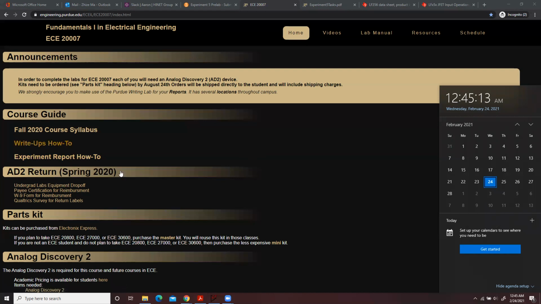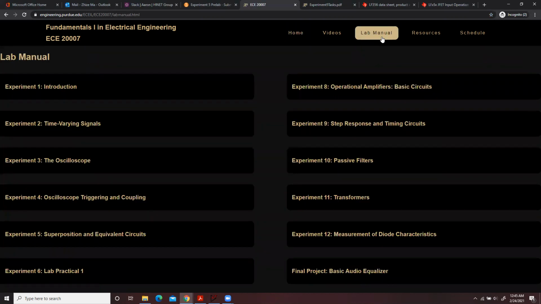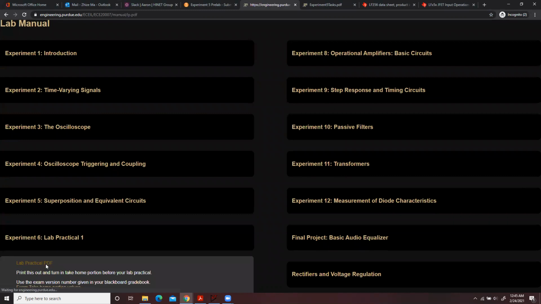You can see here on the course website there is a guideline that tells you how to write the report. So please check this before you start to write your lab report. Okay, so let's talk about the lab practical first.